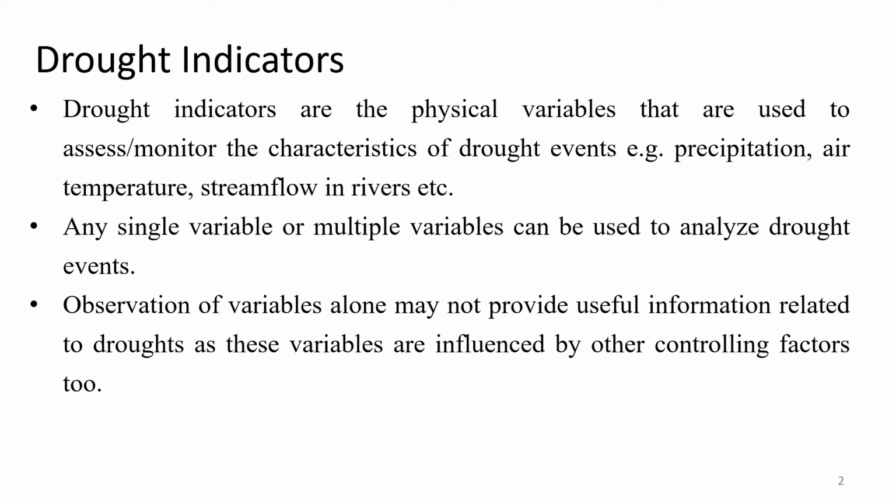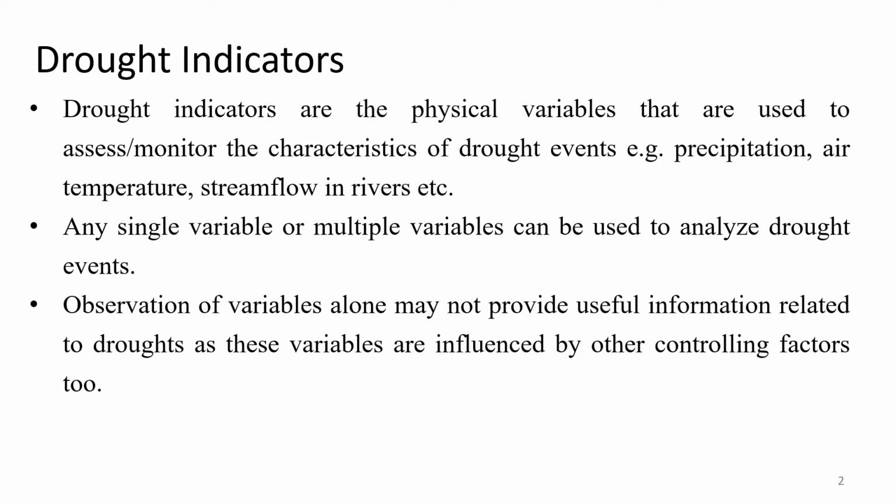And similarly, having good information about groundwater levels in a region will give us information about hydrological drought or groundwater drought, based on the classification we use. So based on the type of drought, there are several variables that we can observe or estimate and use to infer information about drought conditions.